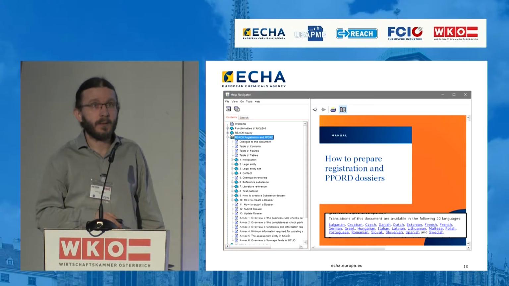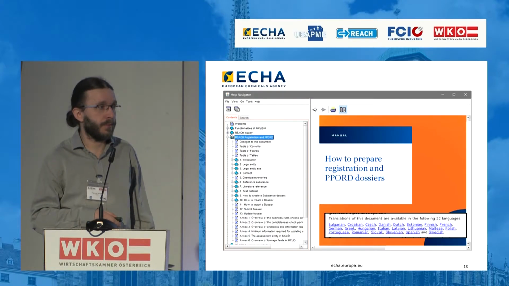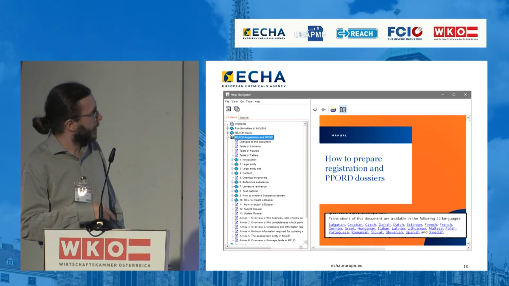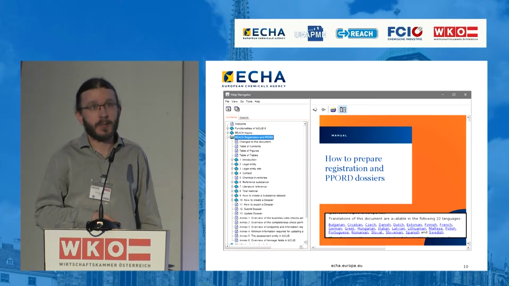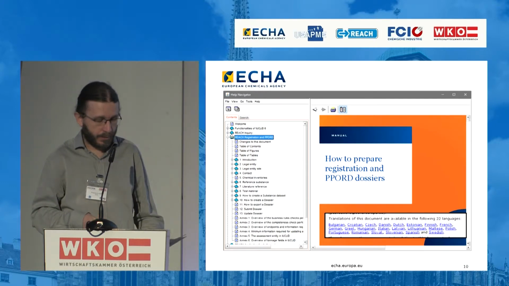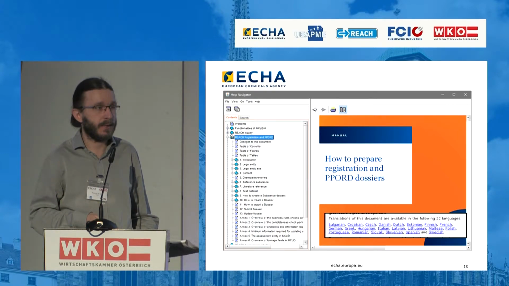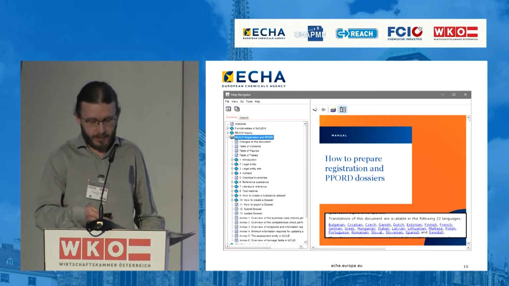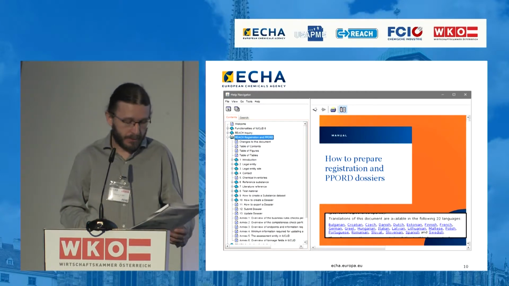So this is an example of the step-by-step instruction on how to create registration dossiers and people notification. You can see that it will go through all the steps and all the sections that are needed in order to prepare a registration dossier. It's a good idea, before starting creating a registration dossier, to look at this document that is also available on the ECHA website in different languages, and that you can print. It's, I think, 100 pages with a lot of screenshots guiding you step by step on the registration dossier creation.